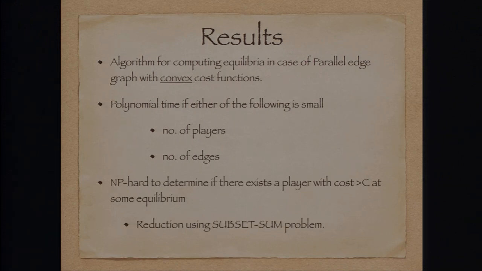And also we showed that in a general atomic splittable routing game, it's NP-hard to determine if there exists a player with cost at least C at some equilibrium. And the idea is that we reduce from the subset sum problem.